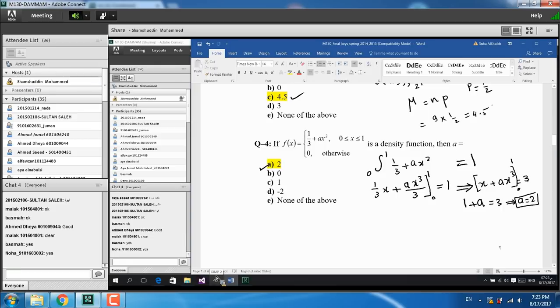Okay, good. So this is question number 4, the density function. Did you follow up that part? Yes, I stopped the record. I stopped it. Let me see.